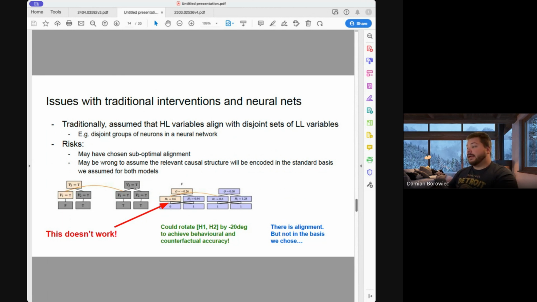So here we've got an example of that. Say we perform the interchange intervention, where we replace the base target variable value with the source variable value for the high-level model, and then we try to do the same thing for the low-level model. We observe that it doesn't produce the same output. In here we would basically move the 0.6 to the 0.6 for the base. So it doesn't work. It seems like there's no alignment, but we could simply rotate H1 and H2 in a vector space by -20 degrees.